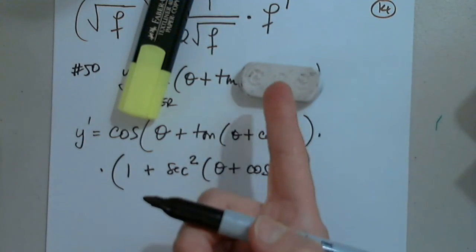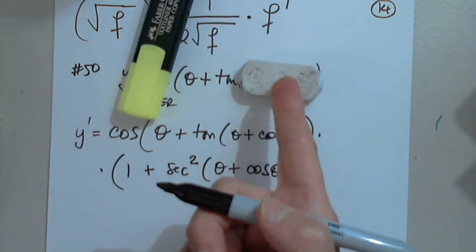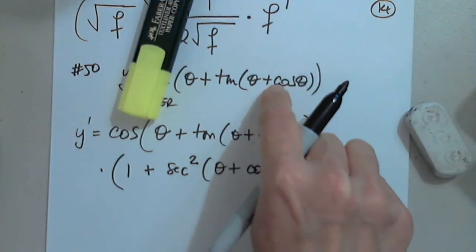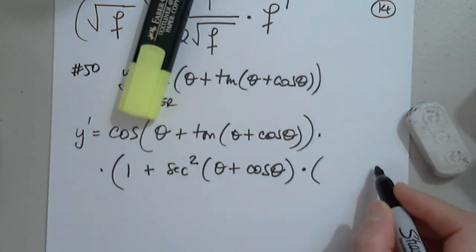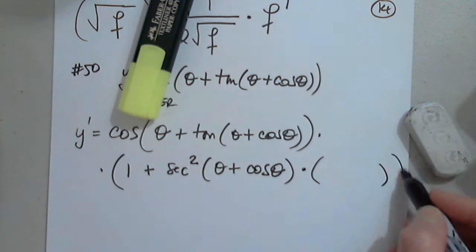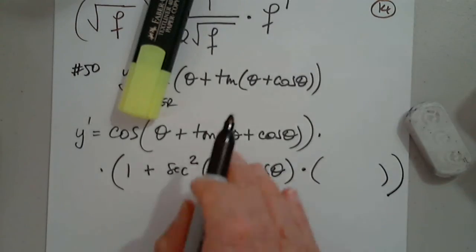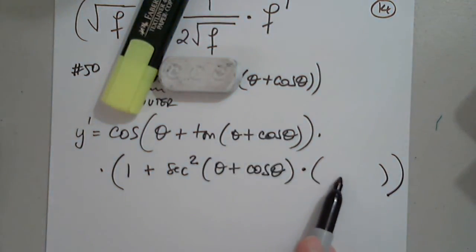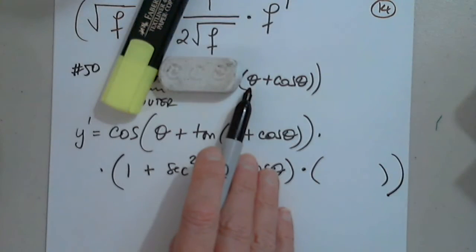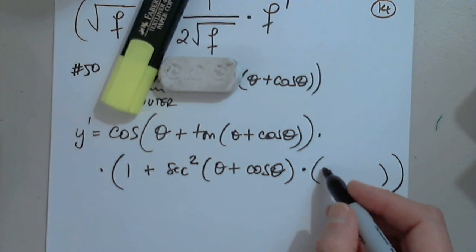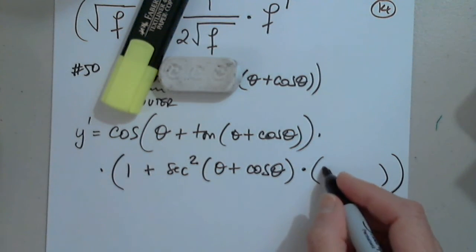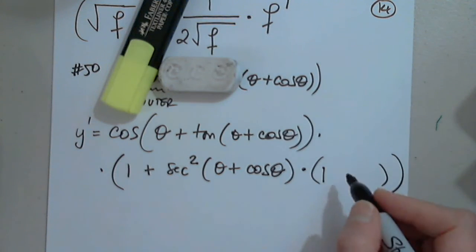secant squared of something, but this is not plain x or plain theta. So then I have to multiply by the inner function prime. And then I will close this parenthesis. So now nothing else matters. I'm only looking at this, differentiate, and put it in here. Theta prime is, we had it before, 1. Good. Cosine prime.